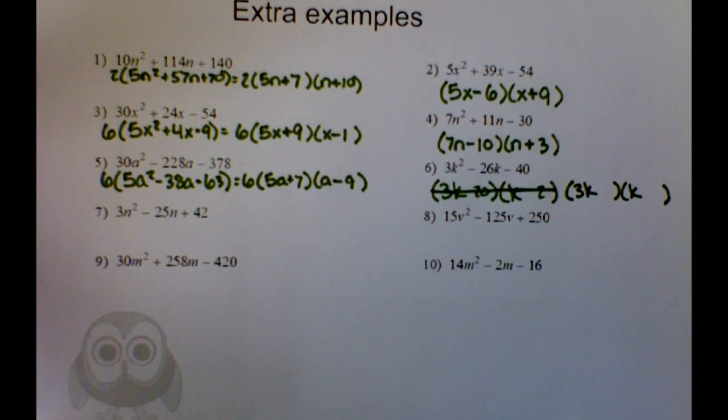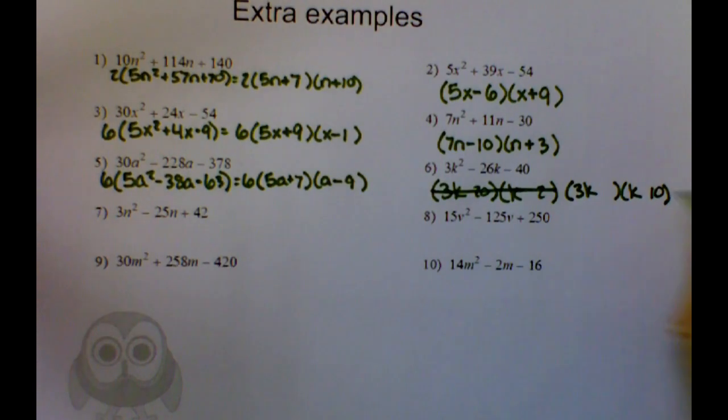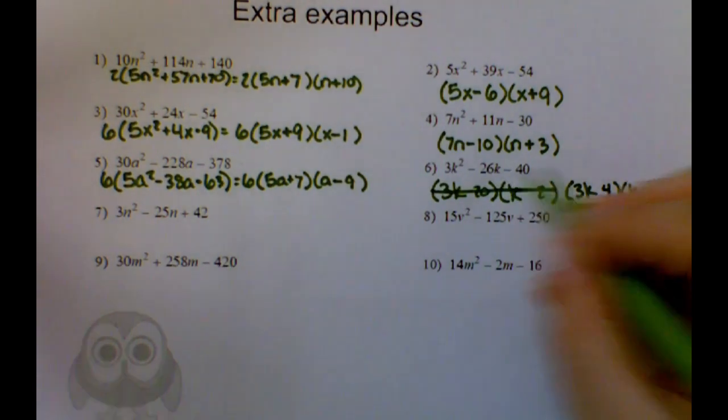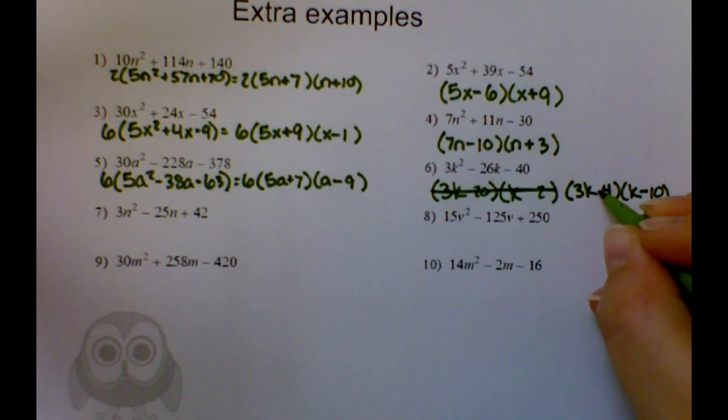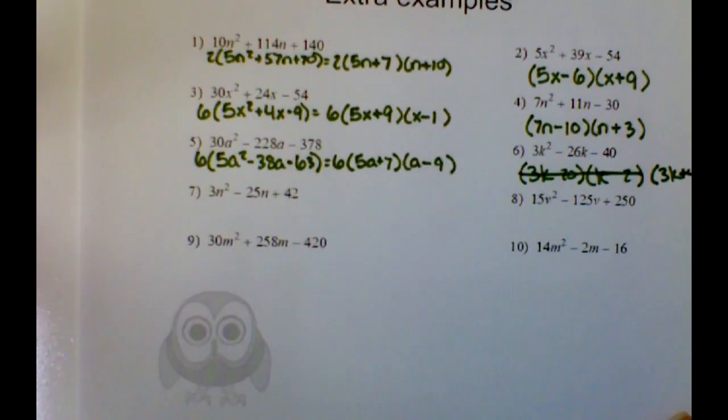So it's not 20 and 2. How about 4 and 10? Well, if I do 3k times 10, I get 30k. 30 minus 4 makes 26. So to make it negative, negative 30 plus 4. So be very careful of your signs here.